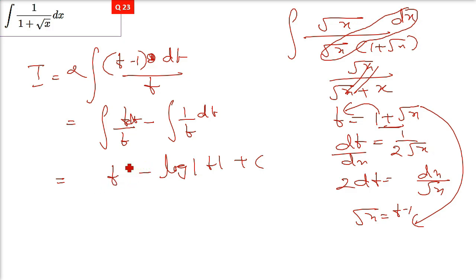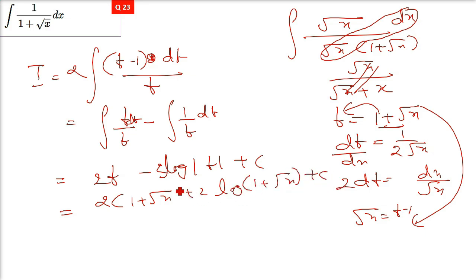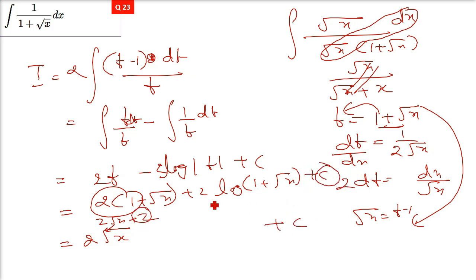Please remember, 2 was already there. Now multiply this whole term by 2. When you multiply this, 2 into 1 plus root x, I am replacing t by 1 plus root x now. 2 into log 1 plus root x plus constant of integration. Now, if this is the answer, no. It will be 2 root x plus 2, because 2 into 1 plus root x is 2 root x plus 2. Now, 2 root x you can keep, but this 2 will go along with the constant of integration in order to form another constant. So, 2 root x only remains from the first term. The second term will be as it is, 2 of log 1 plus root x.